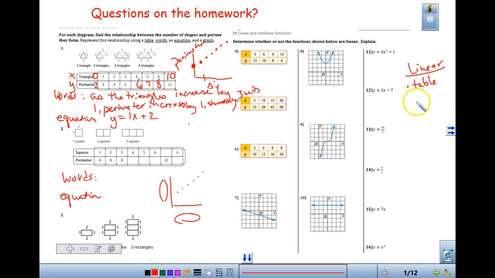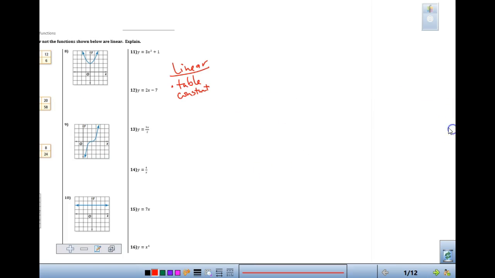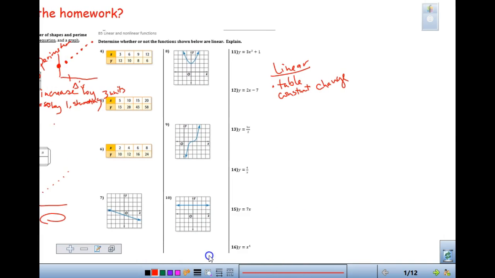Now, the quiz that we're taking today, the little homework quiz, it's not on linear, nonlinear. It's on is it a function? Is it a function? Now, that's different than linear, nonlinear, right? In a table, we're looking at this constant change, right? So when you looked at 4, 5, 6, you should have been able to tell it's at a constant change, right? When you look at questions 7 to 10, what are you looking at for linear?